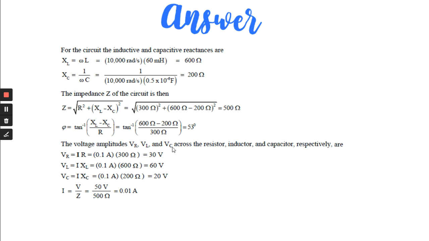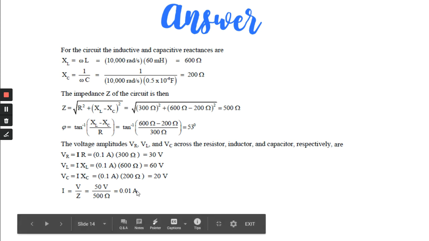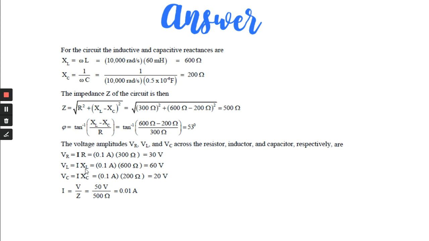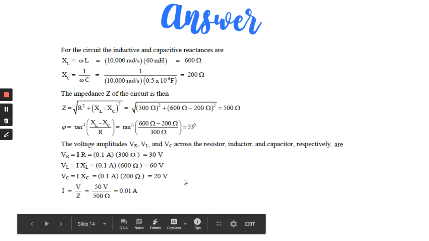Now what is the voltage amplitude? What is VR? Already I have mentioned, I into R. And what is the current through the circuit? First you have to find the current, V by Z. So 50 by 500. Sorry, actually this is 0.1 ampere, please correct it. This is 50 by 500, 0.1 ampere. So what is VR? I into R, so 0.1 into 300. This is 30 volt. And VL is I XL, 0.1 into 600. This is 60 volt. And VC is I XC. This is 20 volt.